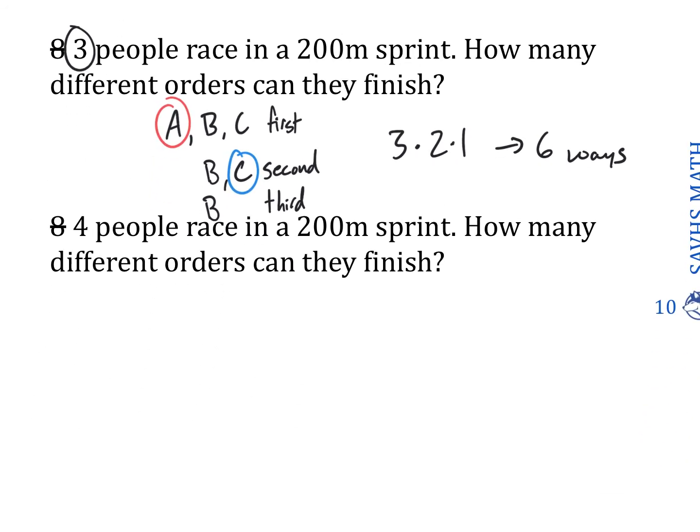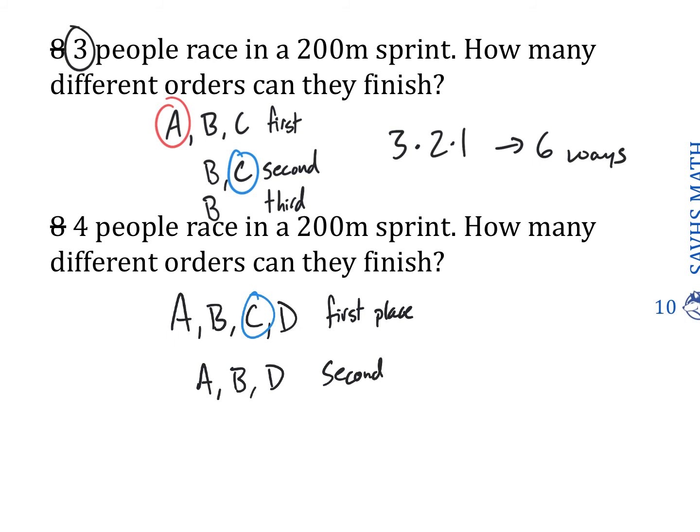All right, let's look at 4. In 4, we would have A, B, C, and D people. We have those 4 people for first place. Let's say that person C wins first place this time. So then if they win first place, we could only choose A or B or D for second place. So that would be 3 ways.